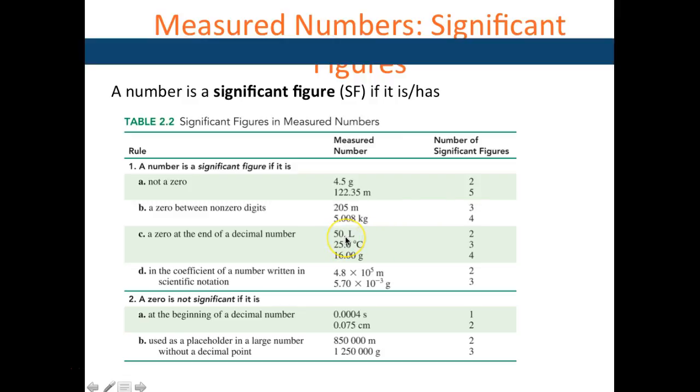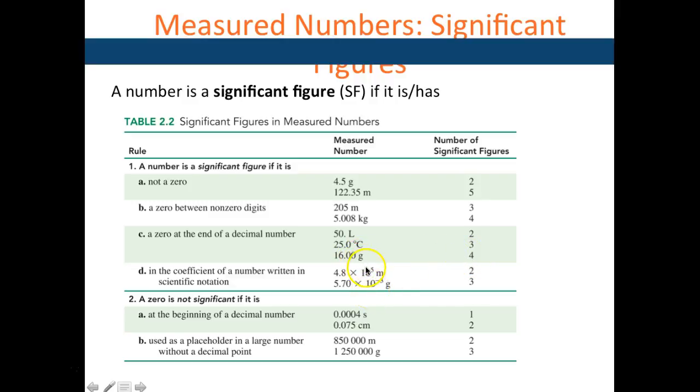When you place a decimal point after a zero, then you're making that zero significant. Therefore, the 5 and the 0 are both significant, 2 sig figs. In 25.0, any zero that comes after a non-zero digit after the decimal point is significant. So you have 3 sig figs here. You can have as many zeros after the decimal point and they will all be significant. So 16.00 has 4 sig figs.